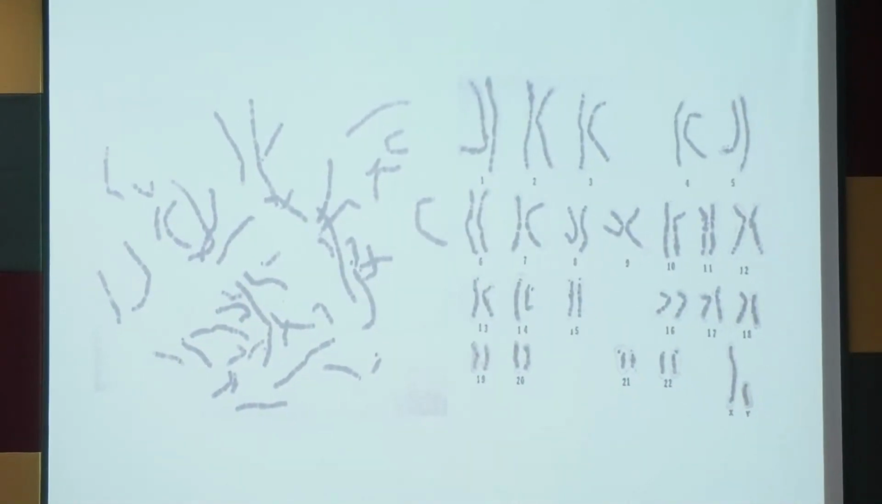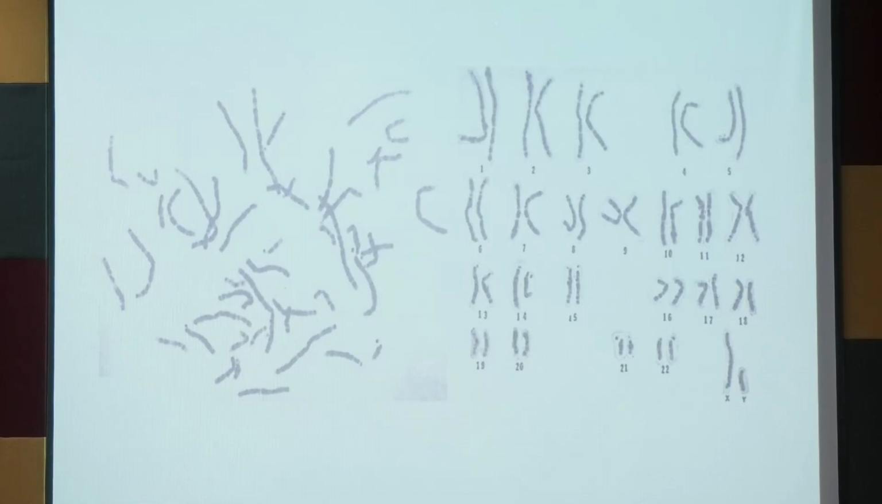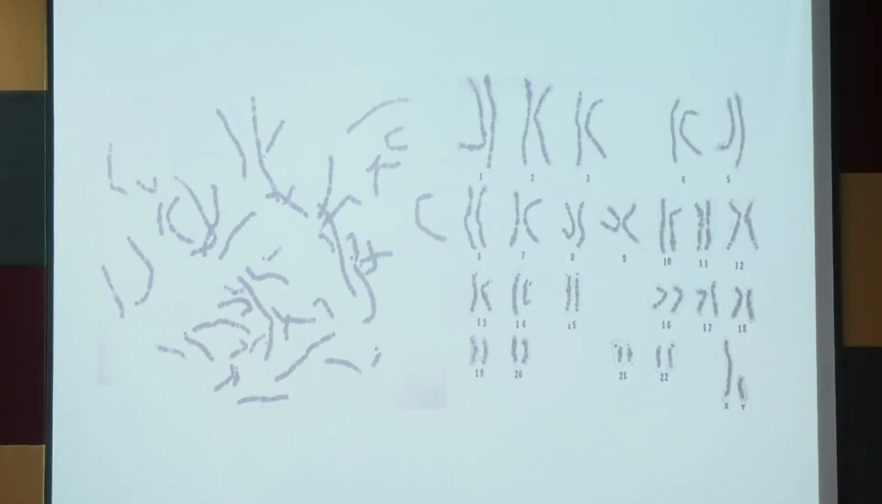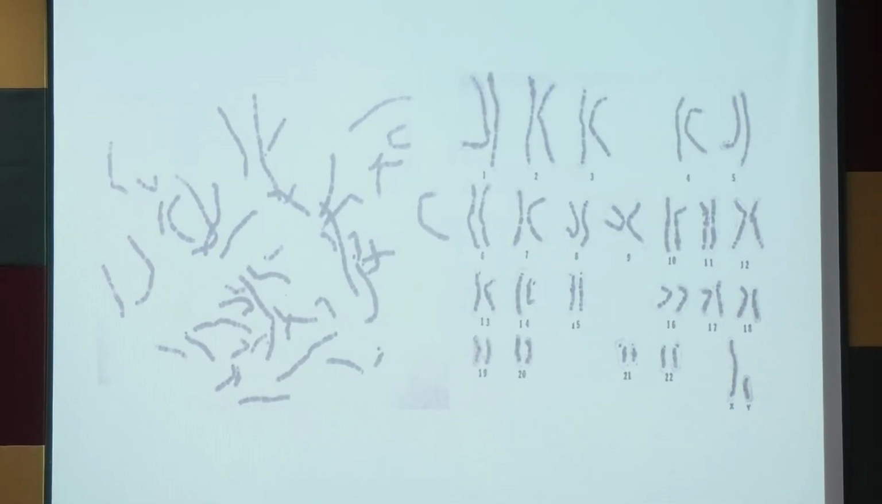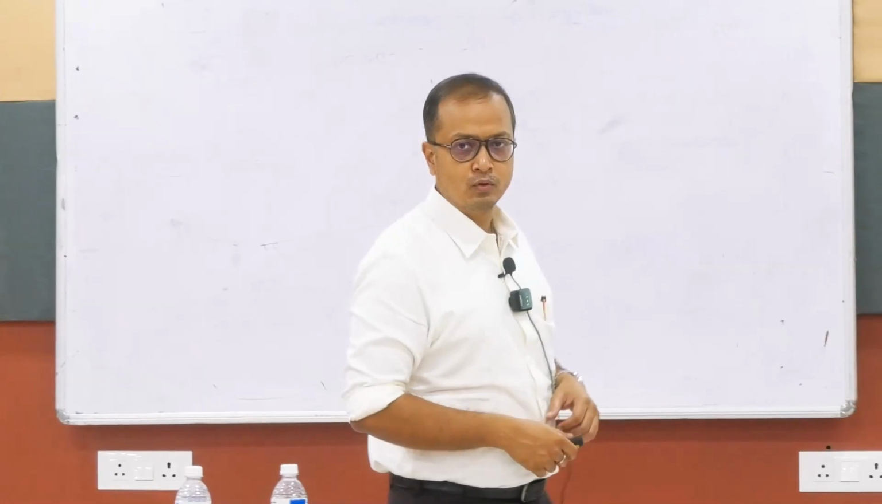Now, we have to identify these chromosomes like this. How are we going to do that? Any good, bad, ugly plan? So how are we going to get these chromosomes, shaped like this?